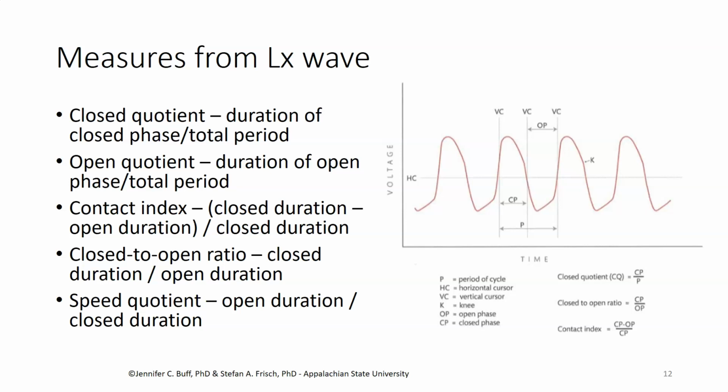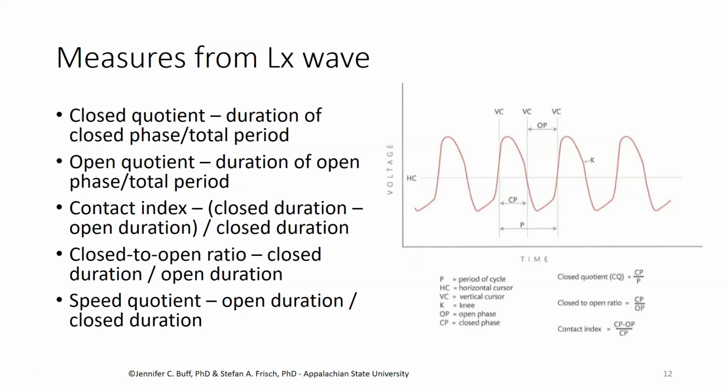There are a couple of other measures that look at ratios of different durations. For the contact index, you take the closed duration and subtract the open duration and then divide that by the closed duration. If the closed and open durations are pretty close to each other, that will be near 0. If the closed duration is long, then that will be positive, and if the open duration is long, then that will be negative.